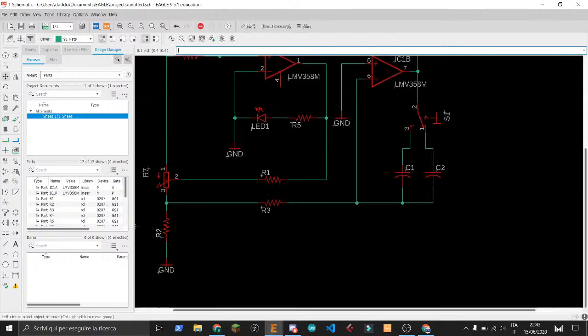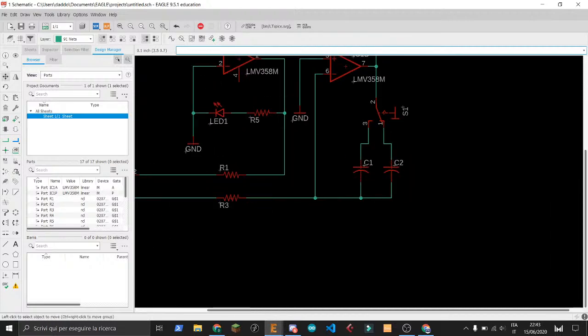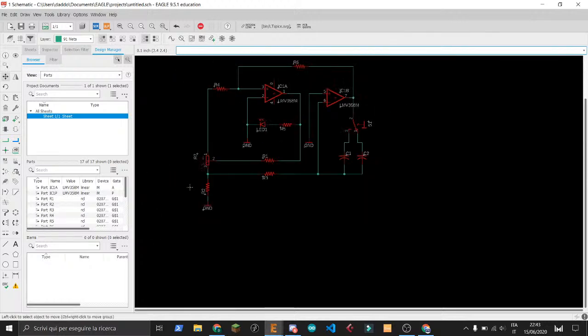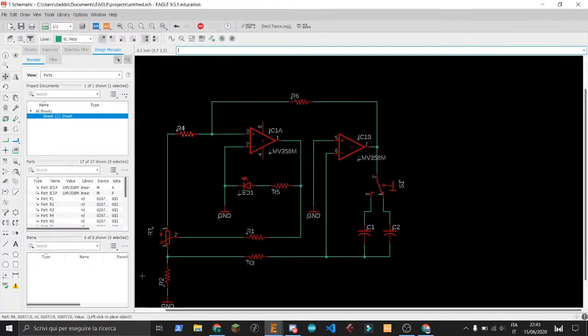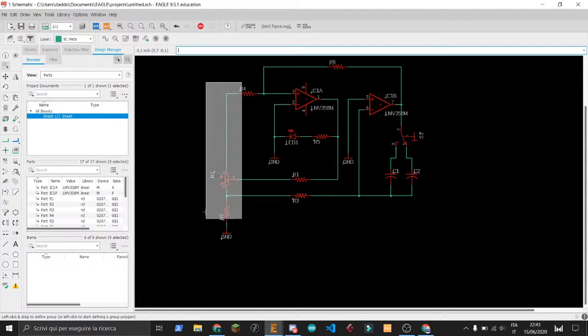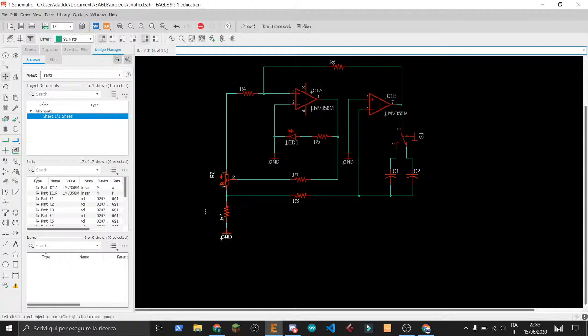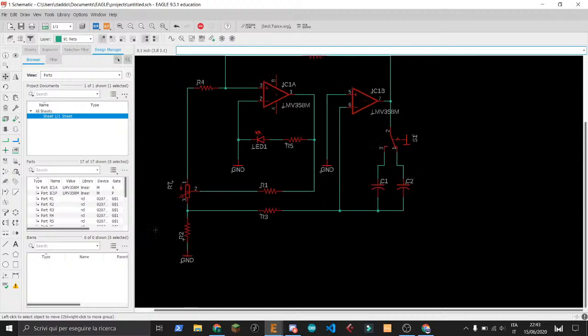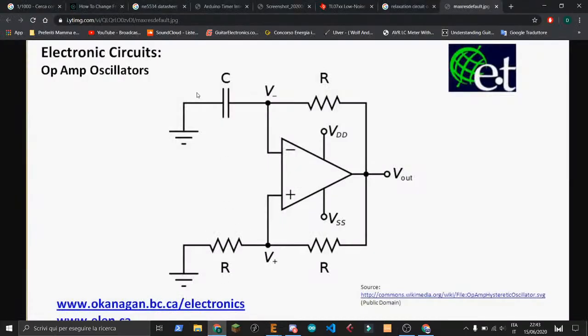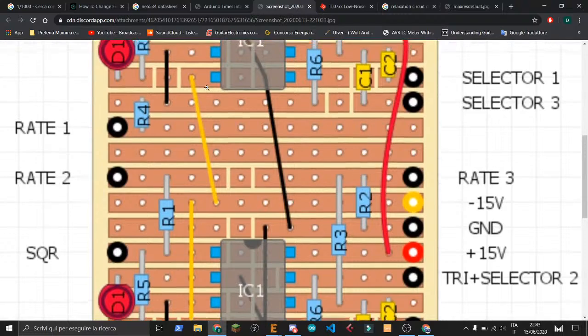So the first thing that I would tell you to do is to double check every single piece of connection again, even if you did. Sometimes you miss something, and you just need to double check another time. And also, this should be the square output and this should be the triangle output. Wait a minute, let me try something real quick.